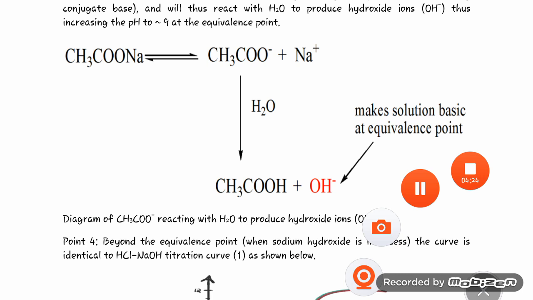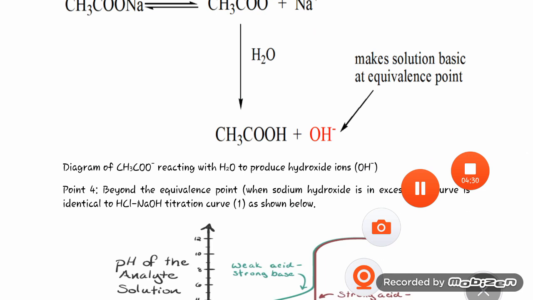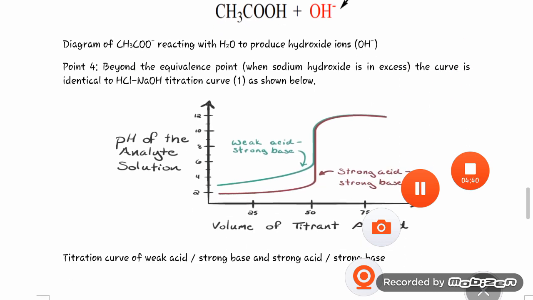CH3COONa is CH3COO minus added with Na plus and water. Here you can see it makes a basic solution at the equivalence point. Diagram of CH3COO minus reacting with H2O to produce hydroxide ion. Fourth is beyond the equivalence point. When sodium hydroxide is in excess, the curve is identical to the HCl and NaOH titration curve as shown here.